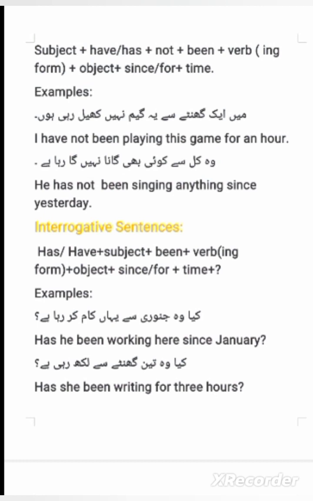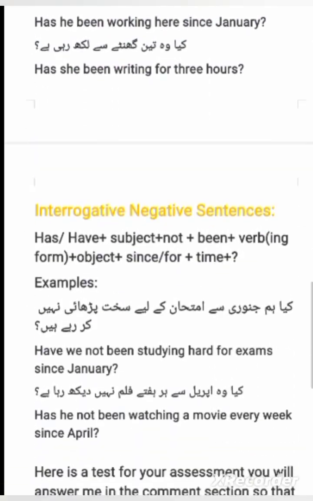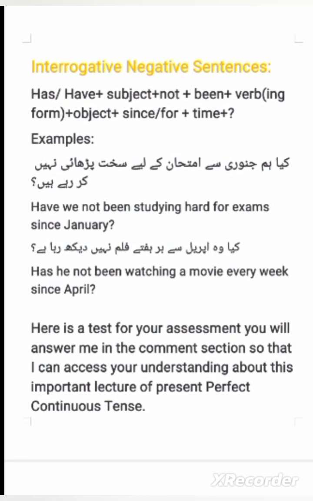Now have a look at the fourth type of sentences of present perfect continuous tense. Okay, so the structure will be the same as interrogative sentences. As you know, we only have to add not here. So has, have as it is plus subject and not, and then been, and then verb in ing form. Okay, and then object plus, according to the sentence we will put since or for plus time and question mark, right? So have a look at the examples. Just keep the formula in your mind and make a sentence with me.